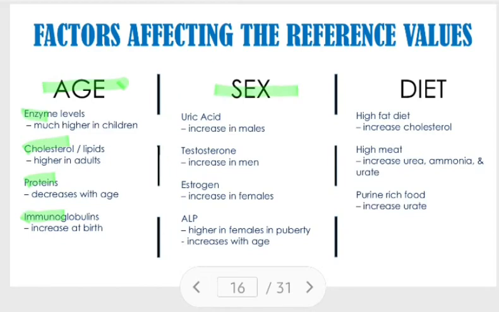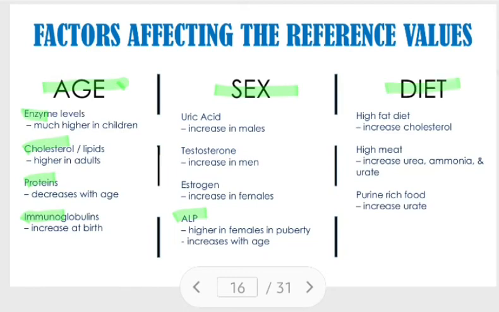Next, we have sex. Uric acid is increased in males, same with testosterone, whereas estrogen and alkaline phosphatase are increased in females. Alkaline phosphatase is higher in females because females undergo changes earlier compared to males. That is the alkaline phosphatase.